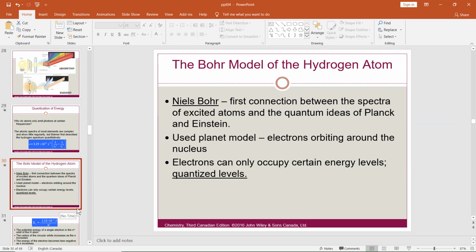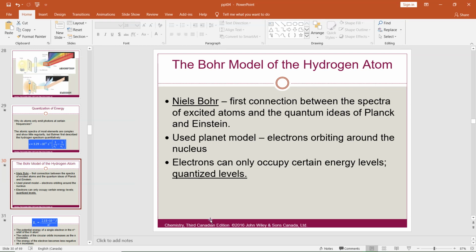So the emission spectra gave Bohr enough ammunition to come up with the idea that the electrons are orbiting the nucleus at certain intervals, with discrete energy levels associated with those orbits, and that is what we call the Bohr model of the hydrogen atom. That's where the word orbital comes from, because the electrons are orbiting there.